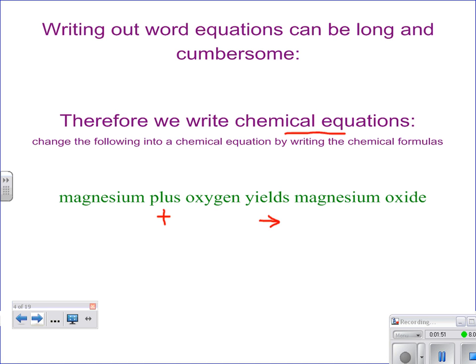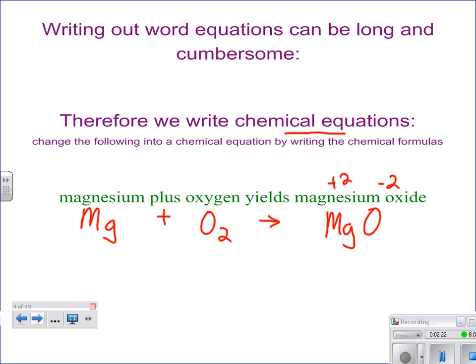So if you were asked to write the formula for magnesium, what would you write? Mg. Oxygen, how do you write that? O2, so you have to remember your diatomics. That's the key here. And then finally, magnesium oxide. This looks like an ionic compound. How would you write that? It's Mg with what charge? +2. And oxide with what charge? -2. So that is it.